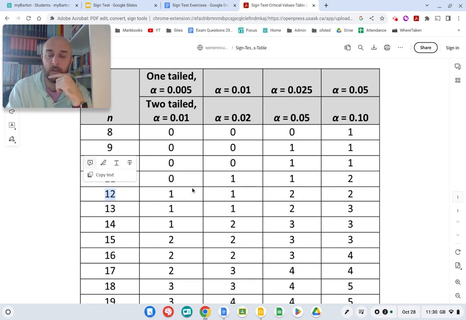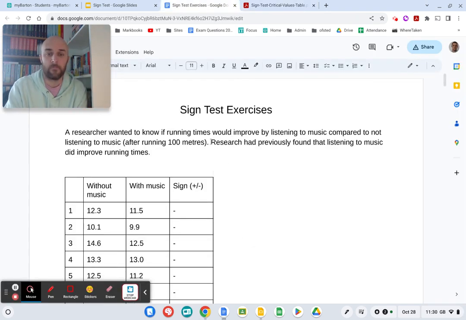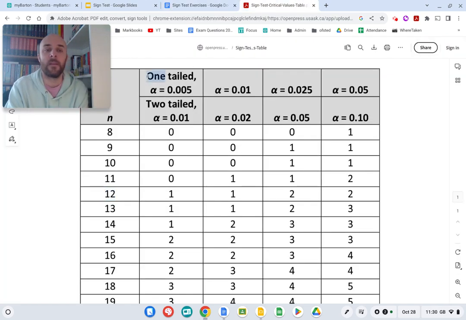This is actually quite important for this one in particular. Now, if we go back, a reminder that research had previously found that listening to music did improve running times. So you need to know whether or not we've got a directional hypothesis or a non-directional hypothesis. Hopefully you have figured out that we have a directional hypothesis here, because previous research has indicated a direction to point your hypothesis in. So it's known as a one-tailed.